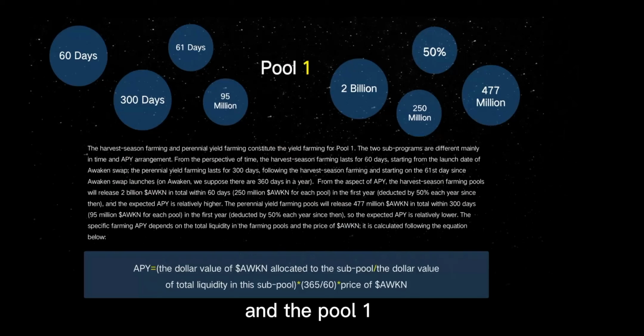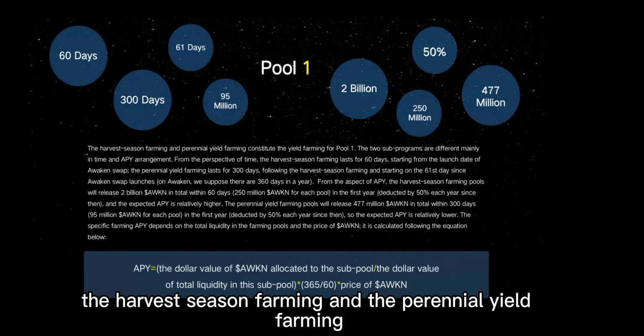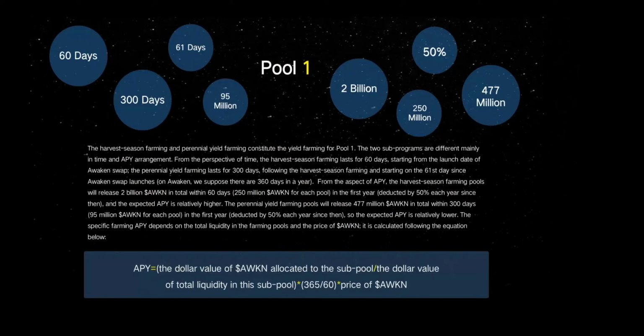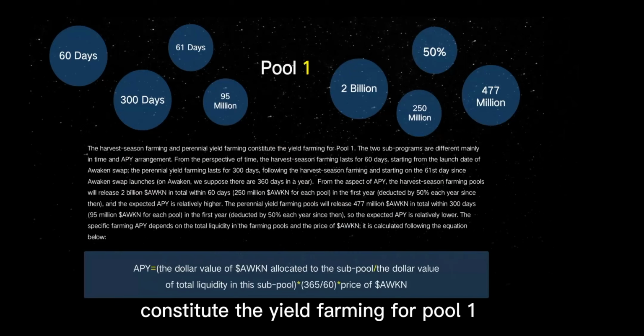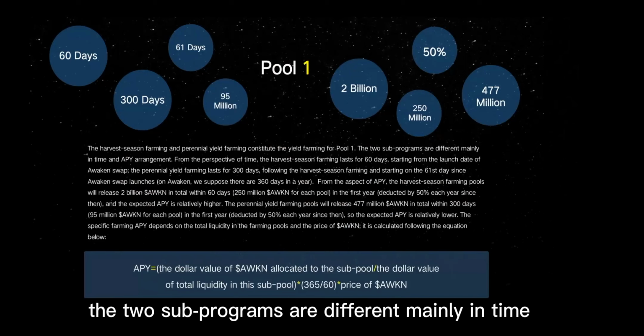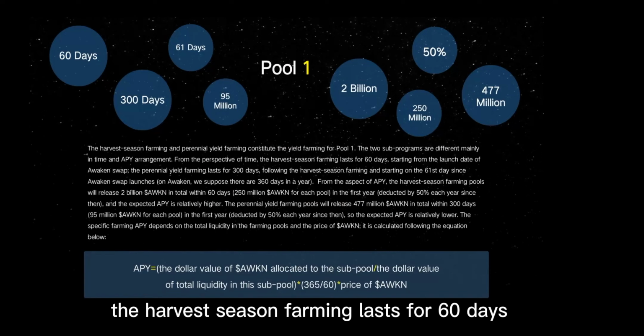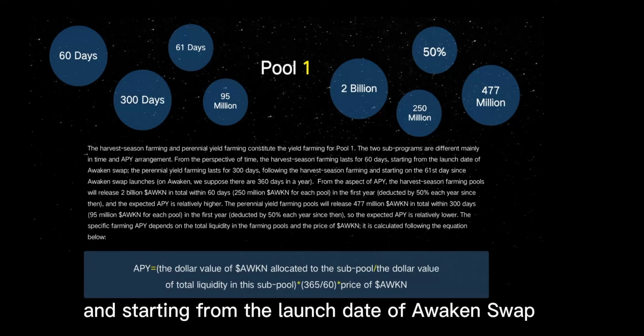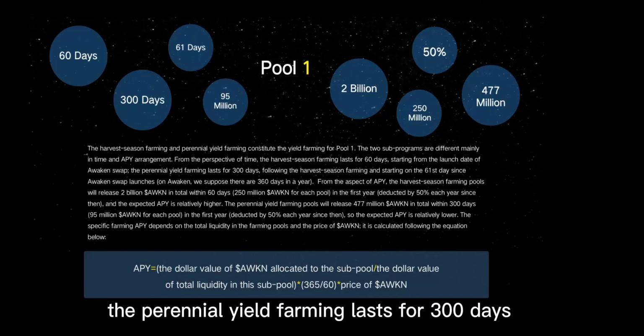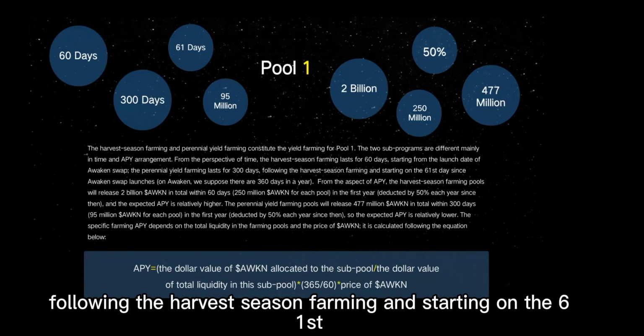And the Pool 1. The harvest season farming and the perennial yield farming constitute the yield farming for Pool 1. The two sub-programs are different mainly in time and APY arrangement. From the perspective of time, the harvest season farming lasts for 60 days, starting from the launch date of AwakenSwap. The perennial yield farming lasts for 300 days, following the harvest season farming and starting on the 61st day since AwakenSwap launches.